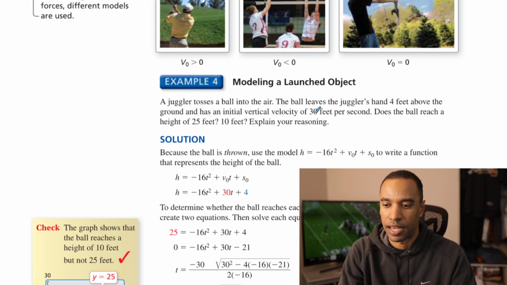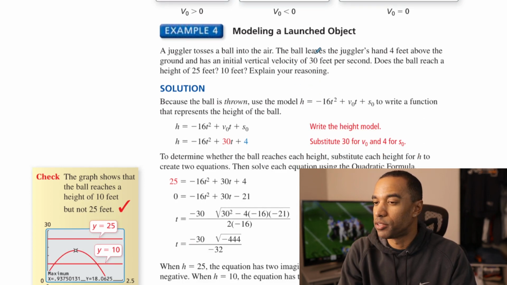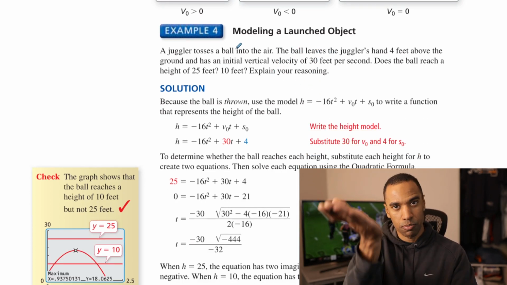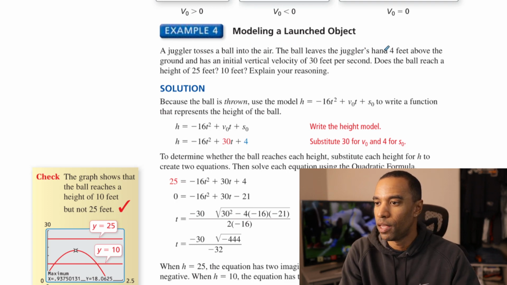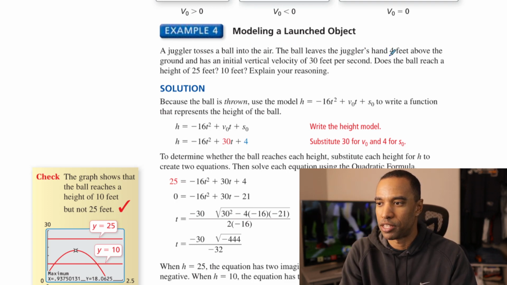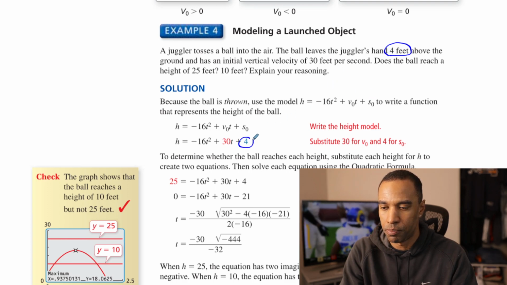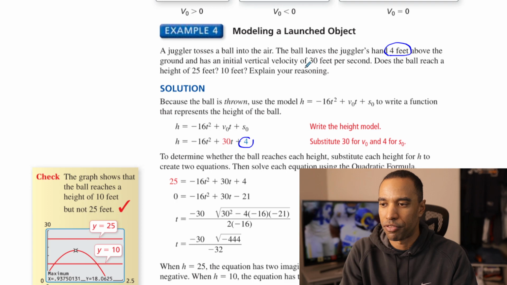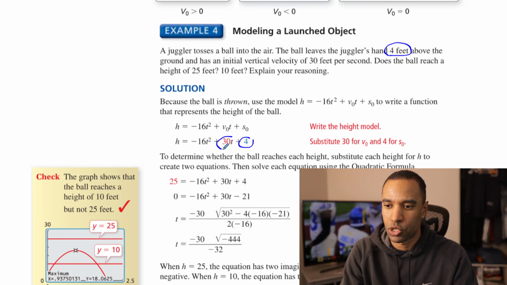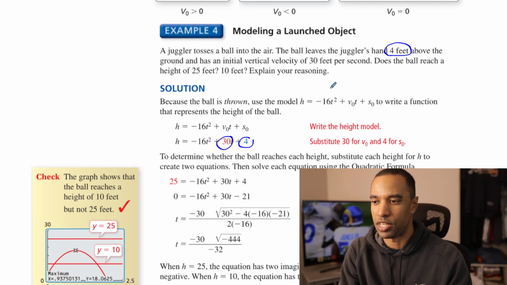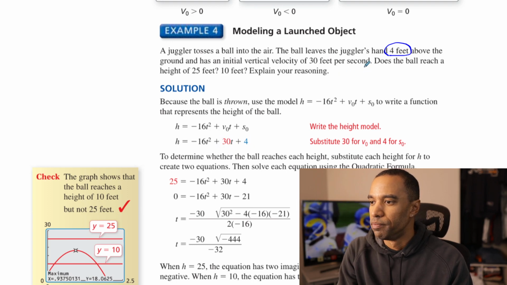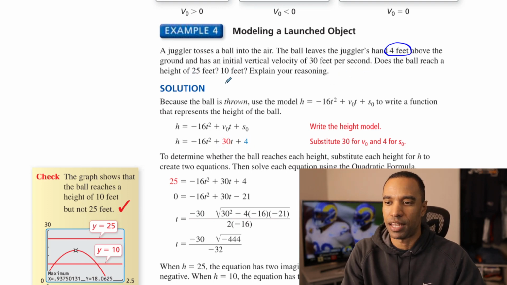What are they going to ask us to do? A juggler tosses a ball into the air, so tosses it. That's going to be positive velocity. Leaves the juggler's hand 4 feet above the ground. That's your initial height. So you're going to see an initial height here of 4 for s naught right there. Boom. And initial velocity of 30 feet per second, it'll be positive 30, so initial velocity v, and negative 16 is your gravity bit. So, does the ball reach a height of 25 feet and 10 feet?